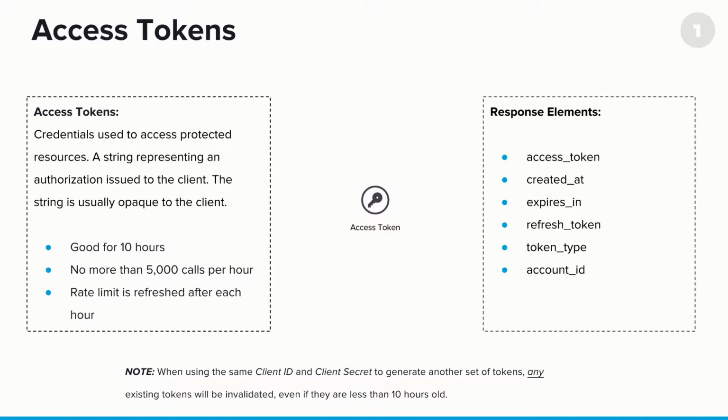Access tokens essentially are credentials used to access the actual resources on the APIs. It comes in a string format and it represents authorization issued to the client. The phrase, "the string is usually opaque to the client," means essentially this. The string can come in many formats and we reserve the right to change it at any time. The string must be handed off to the API endpoints in the same way that it was handed off to you when you requested an access token. So the basic idea here is you use the client ID and client secret to generate an access token. That access token then allows you to reach and talk to the various API endpoints.